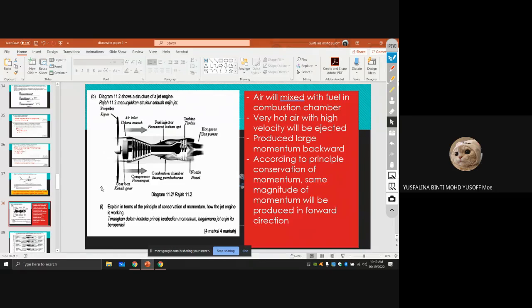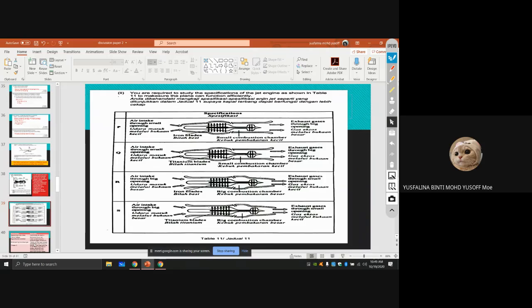Okay, all right. For the next one, you have to choose which part in the jet engine is suitable and can function efficiently. So this is the comparison.